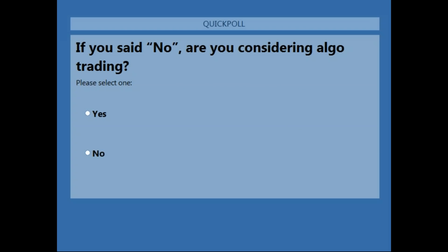If you said no to the last question, are you considering it? Is this something you're looking to add to your trading plan, to your repertoire, whatever you want to call it? And okay, well, that makes sense. 80 to 20 right now. Most of you who aren't algo trading are thinking about it, and it's kind of a neat thing to think about, because there are a lot of benefits to algo trading, and a lot of them I'll be discussing as I go. And now, knowing your backgrounds and where you guys are all coming from, I'll be able to incorporate a lot of it.